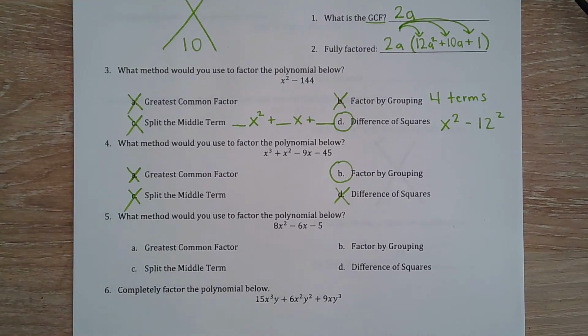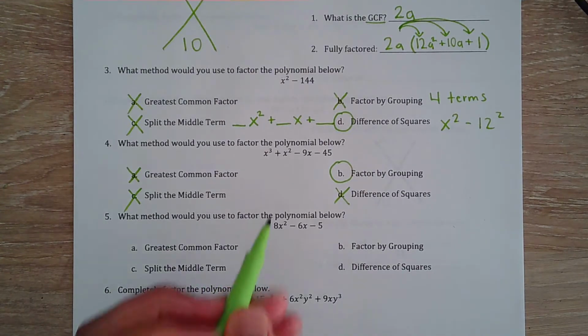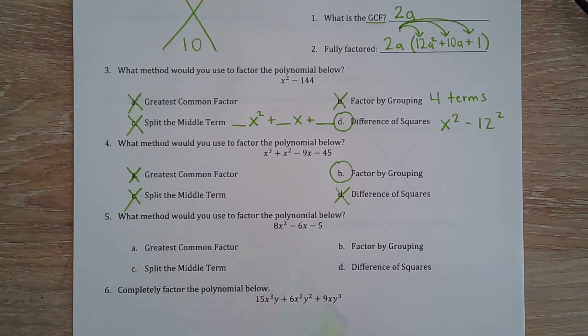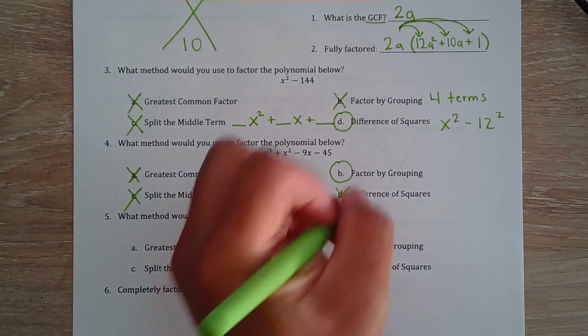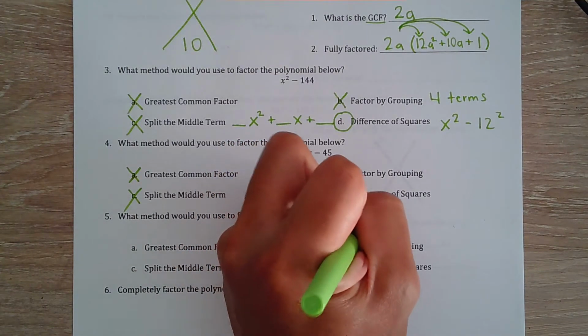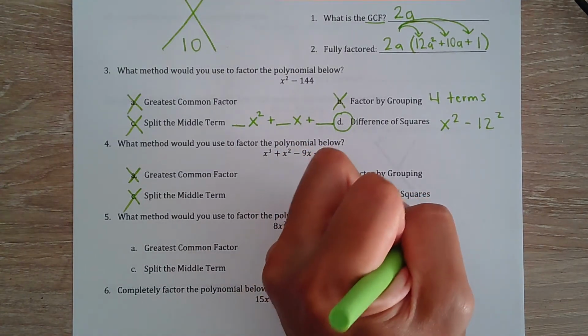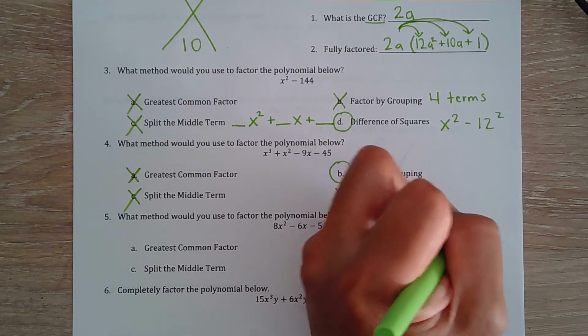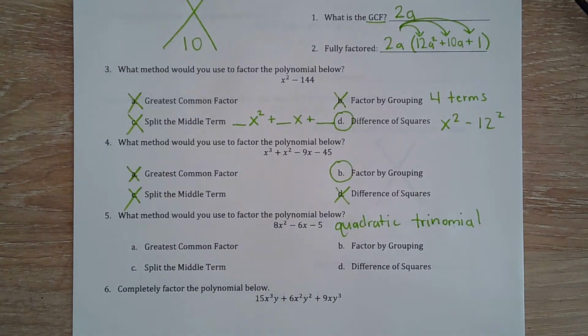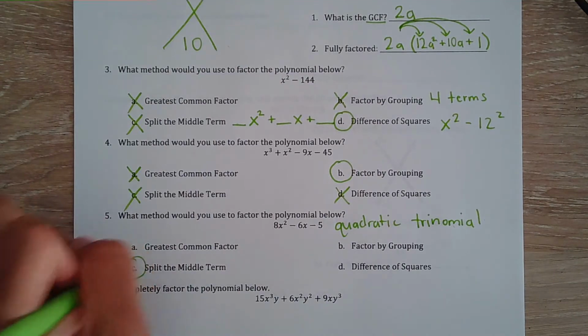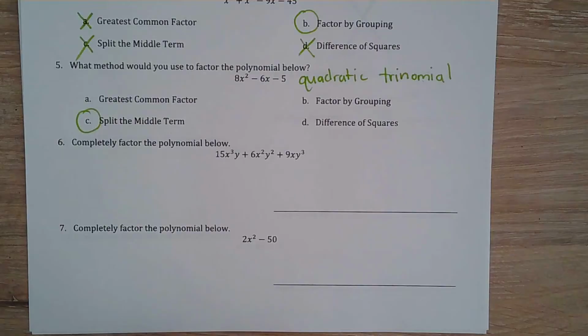With number 5, well, we notice that it's in the form of something with x squared minus something x minus 5, or this is a quadratic trinomial. All right, so with quadratic trinomial, we want to split the middle term. That's the answer.